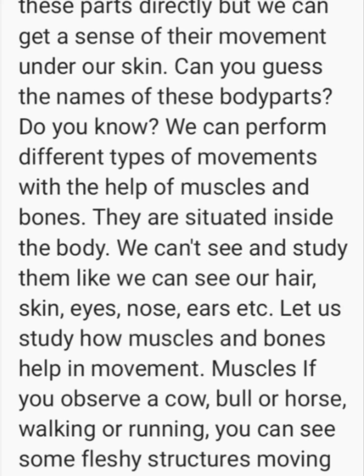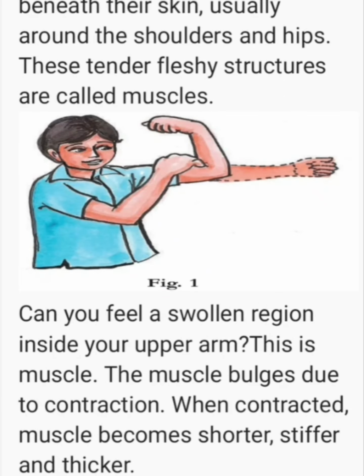Muscles. If you observe a cow, bull or horse, walking or running, you can see some fleshy structures moving beneath their skin, usually around the shoulders and hips. These tender fleshy structures are called muscles. Can you feel a swollen region inside your upper arm? This is muscle. The muscle bulges due to contraction. When contracted, muscle becomes shorter, stiffer and thicker.